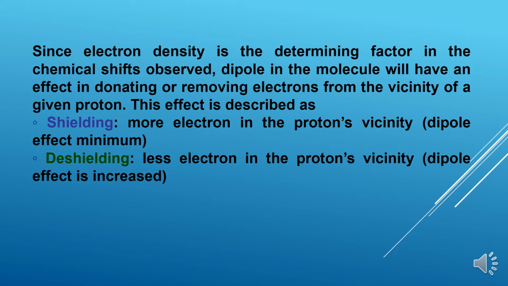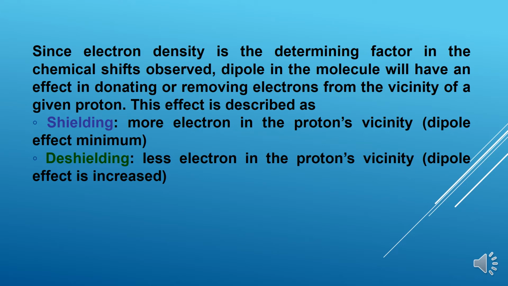Since electron density is the determining factor in the chemical shift observed, dipoles in the molecule will have an effect in donating or removing electrons from the vicinity of given protons. This effect is described as shielding and deshielding. More electrons in the proton vicinity means a small dipole effect. If there are fewer electrons in the proton vicinity, the dipole effect is increased.